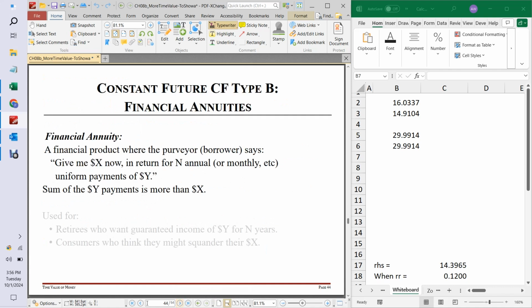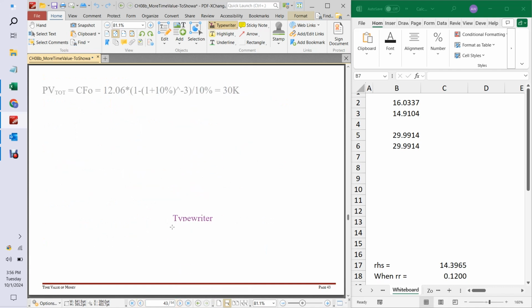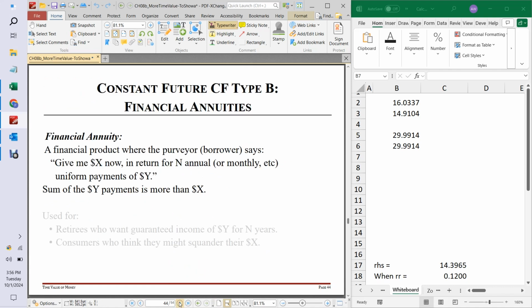At that point, I think this is a good place to stop for the week, and we'll pick it up next week with constant future cash flow type B financial annuities.